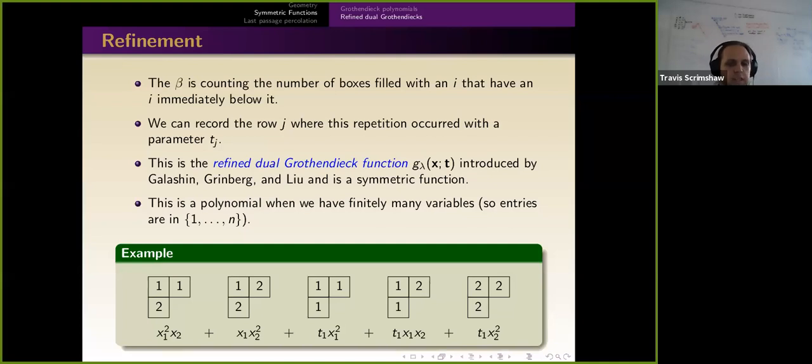And so here's an example, so that we actually have one. If we have two variables, x1 and x2, and we look at the shape 2, 1, these are all of the reverse plane partitions. And this block here is multiplied by T1 because we have the repetition in the first row, like this.